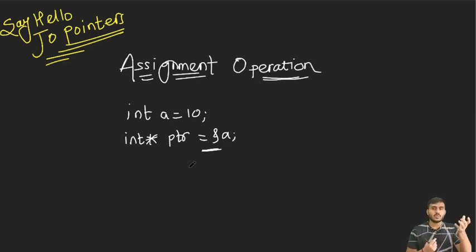So what we are doing is creating a pointer, and in that pointer we are assigning some value. In this case, what is that value? It is the address of the variable a.